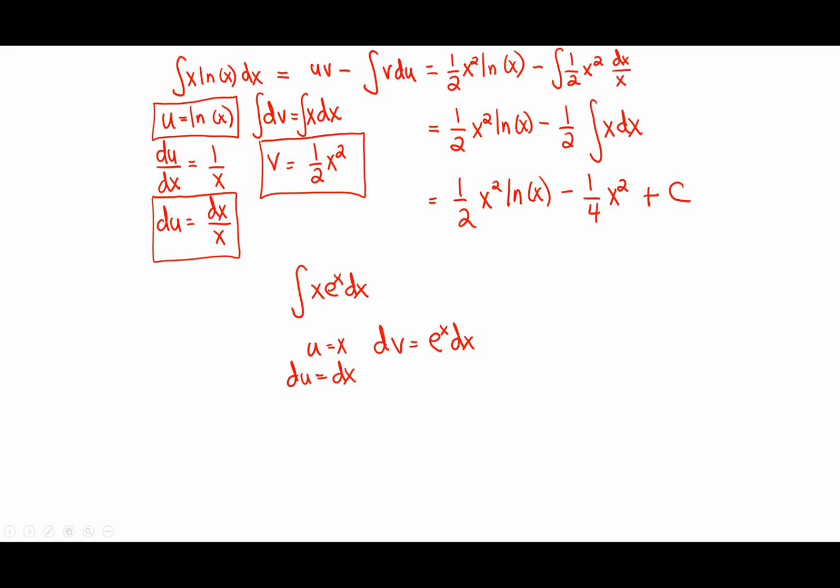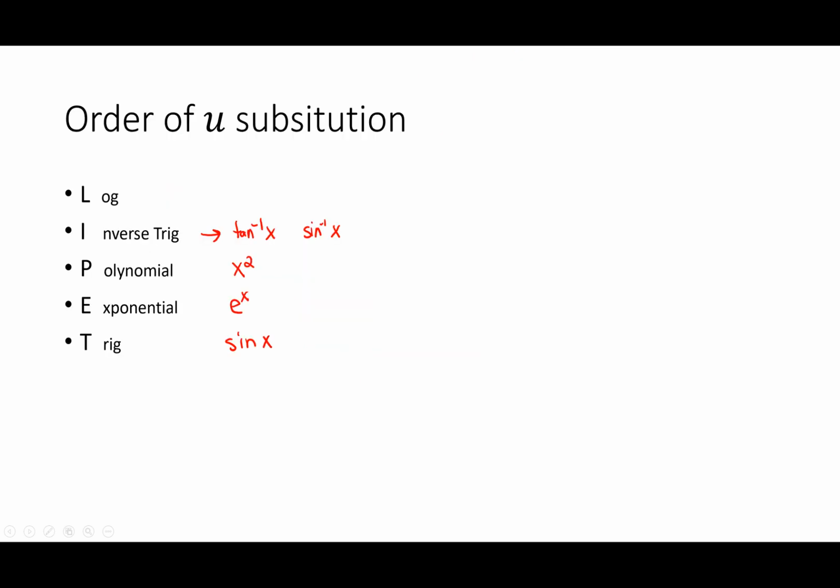But the critical thing is understanding this LIPET idea, this LIPET mnemonic, large Italian people eat tortellini, right? It's easy to remember that. If I look at that mnemonic, it tells me basically everything I need to know, because it tells me how to choose that u substitution.